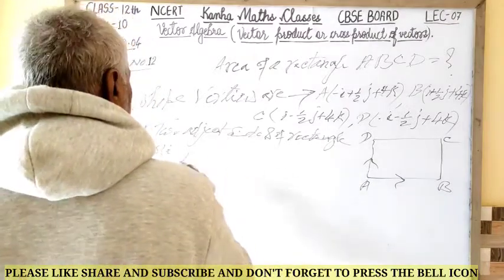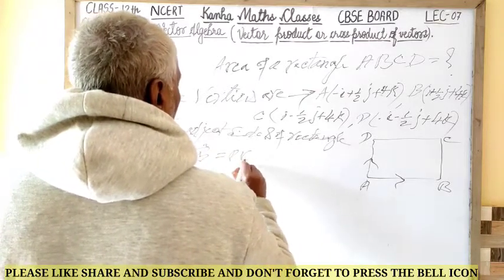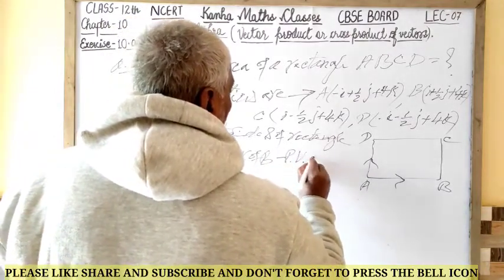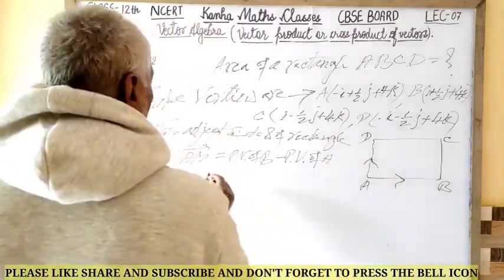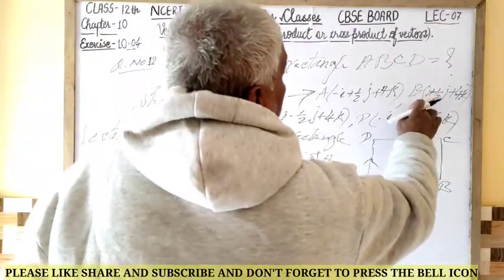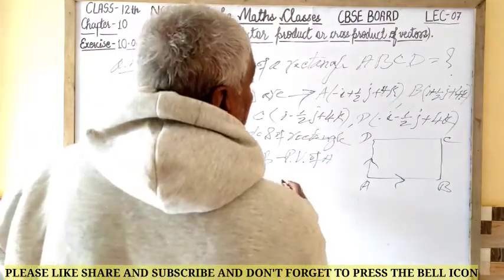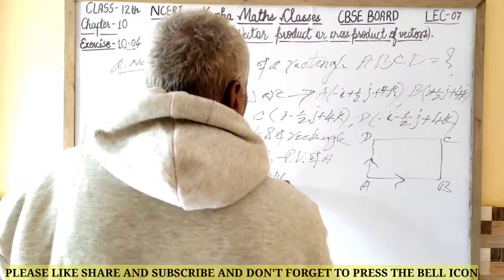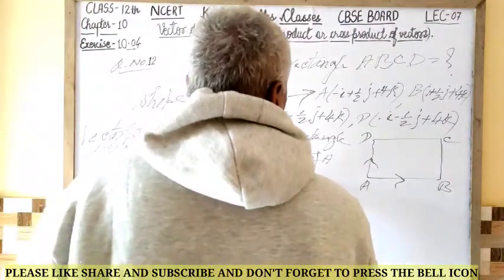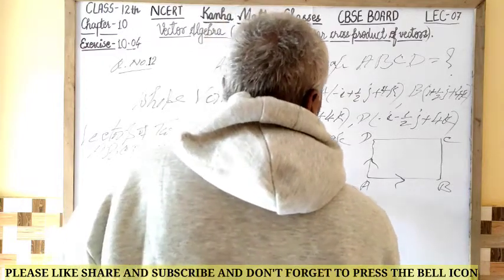Vector AB means position vector of B minus position vector of A. That is, position vector of B means i plus half j plus 4k, minus position vector of A, which is minus i plus half j plus 4k.